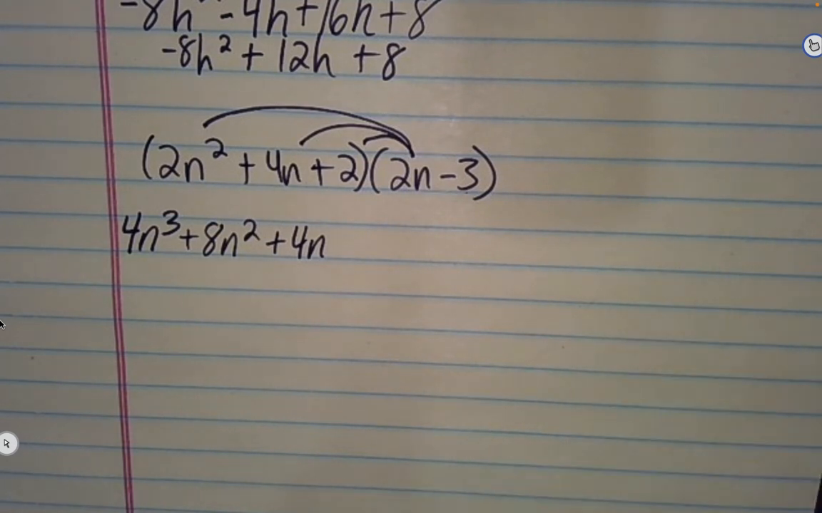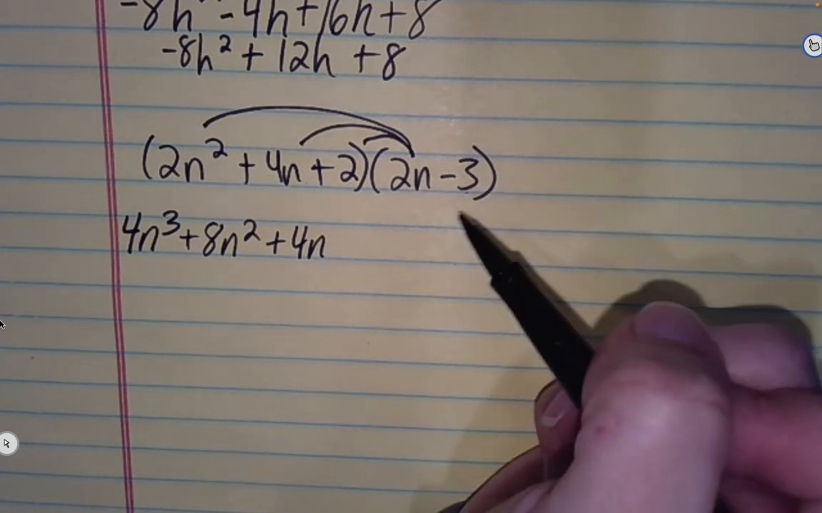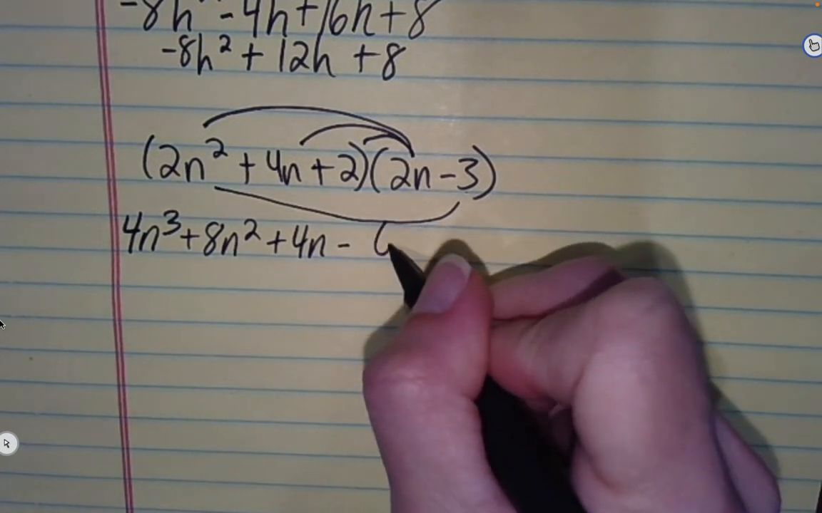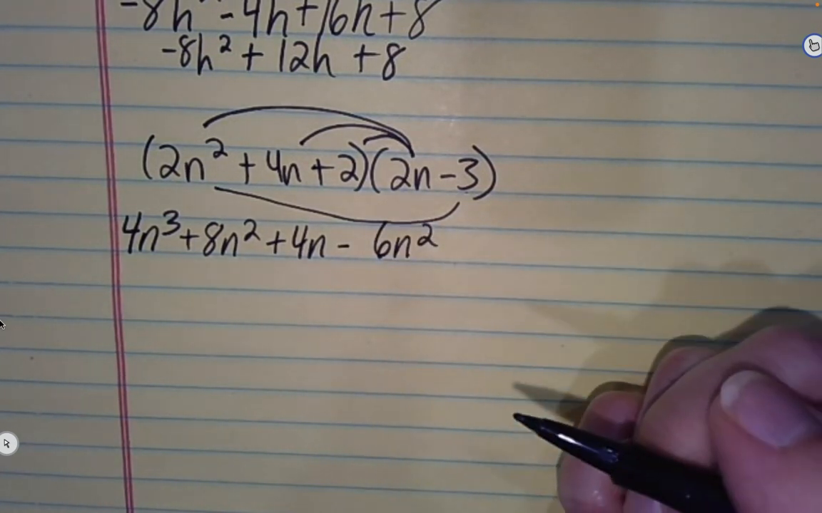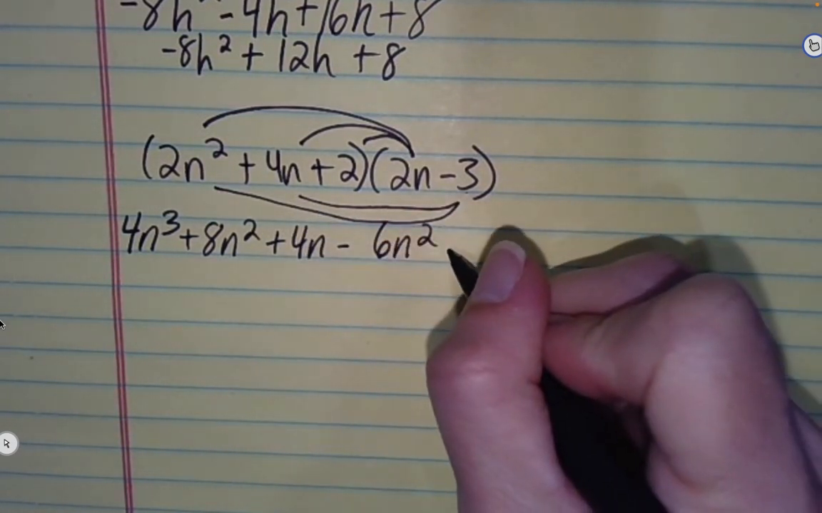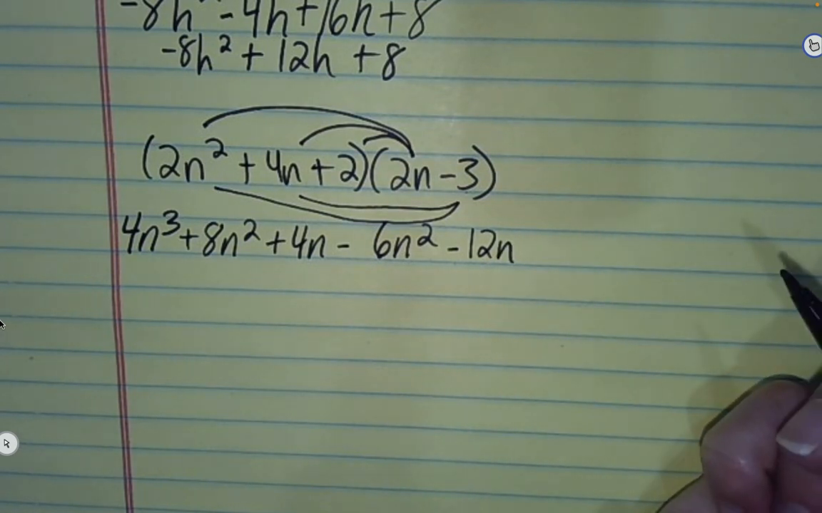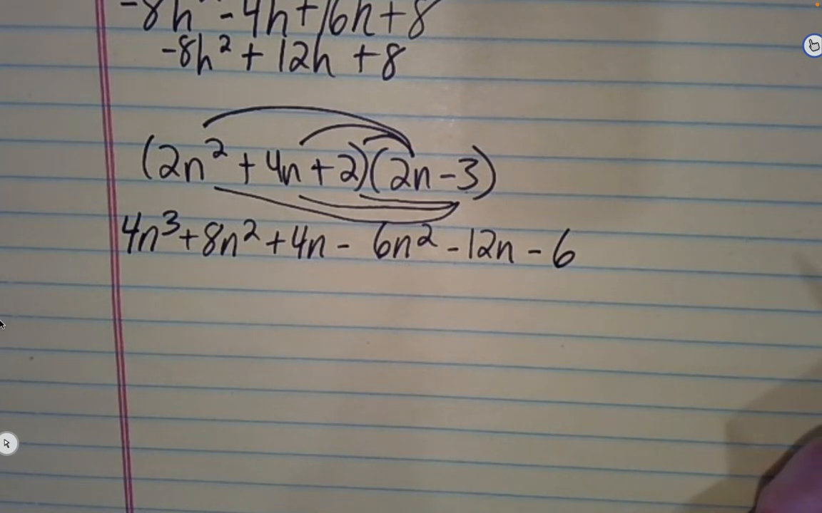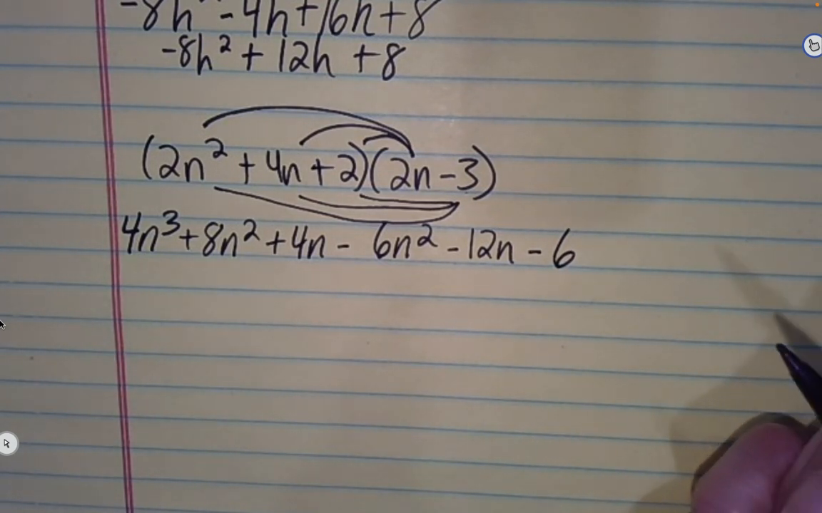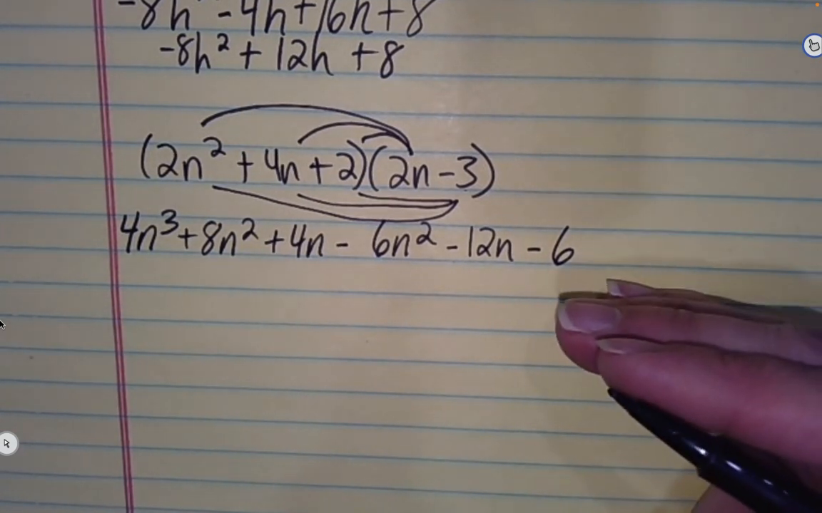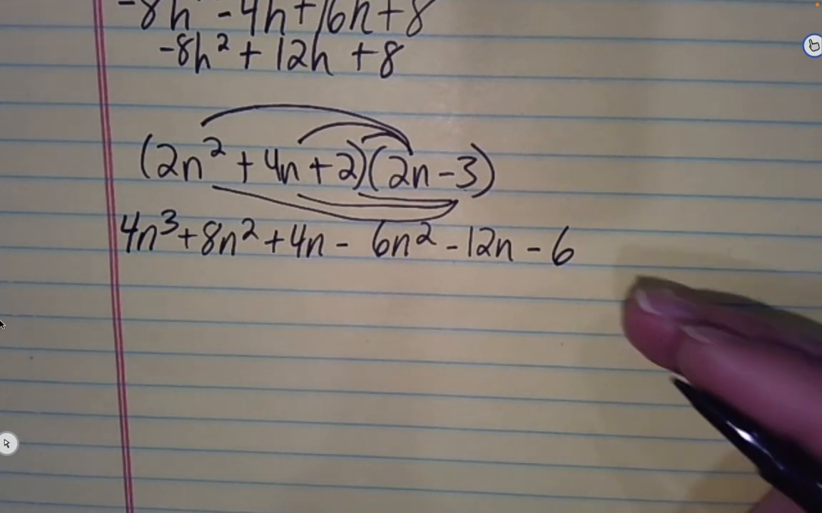Now we're going to distribute the what? The 3. And it is negative. So I'm going to take negative 3 times 2n squared. Negative 6n squared. Okay? Negative 3 times 4n. Negative 12n. And negative 3 times 2, negative 6. Are we done with that one? No. Now that's partial credit. You did part of the work, okay? But then you must finish solving it.